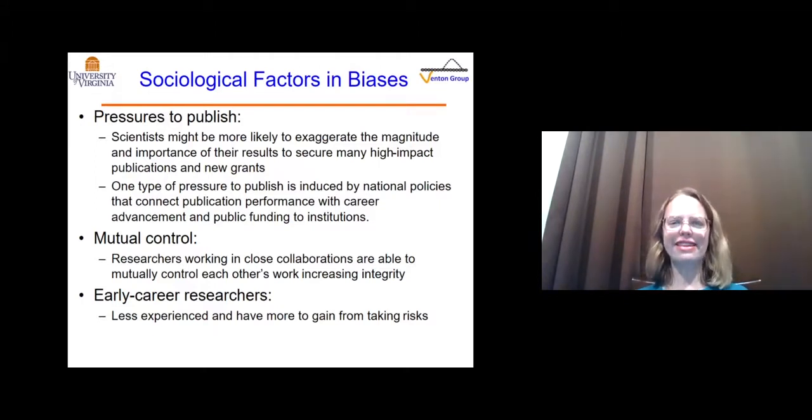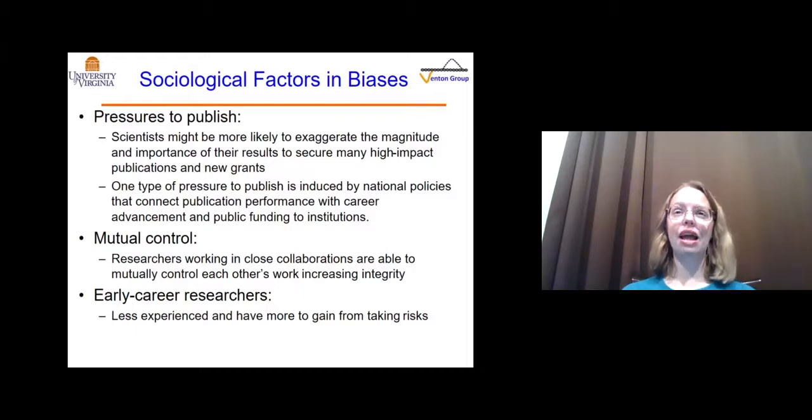There's also this idea of collaborations. And strangely enough, they find that if you closely collaborate with somebody, particularly if they're at your same institution, sometimes you can mutually control each other's work and increase integrity, right? If you're maybe meeting weekly and looking through the data, you're less likely to try and fudge some numbers or do something like that. Strangely enough, it goes the other way, though, if people are really distant collaborators, right?